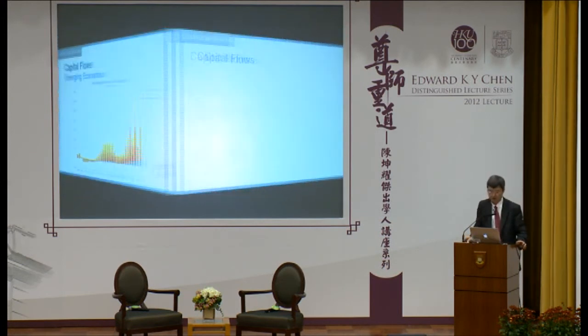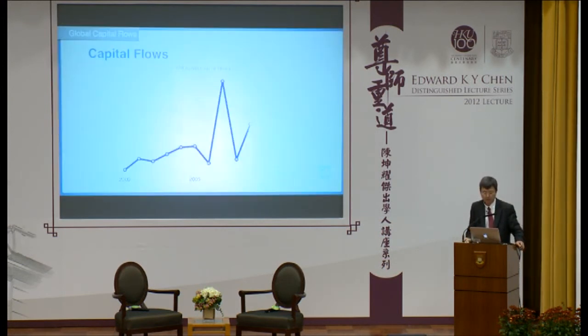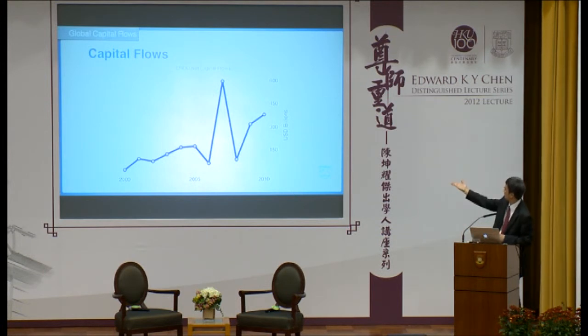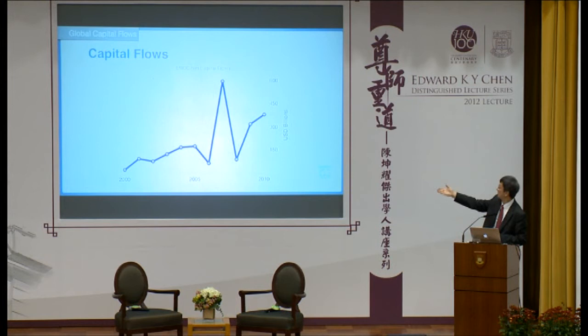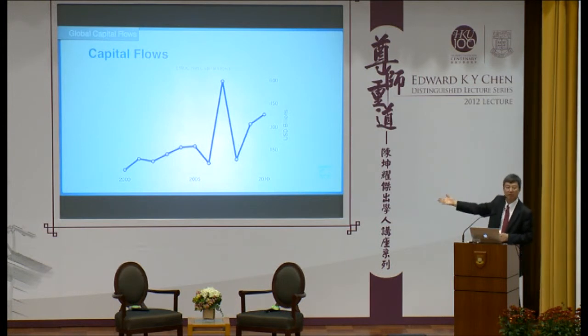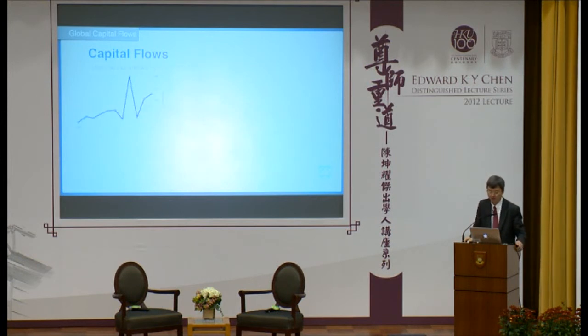This is another way to see the capital flow to emerging market and developing countries, the net capital flow. The top is roughly $600 billion US, but it drops almost to $100 billion. It drops more than 80% during the crisis, then rebounds. So you will see it's a very volatile capital flow. It's also a very important feature of capital flows.